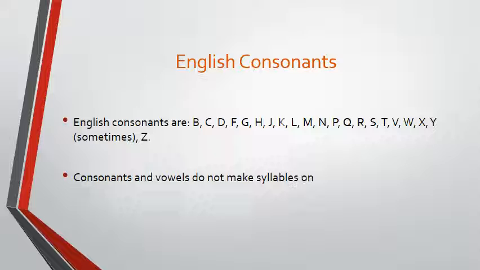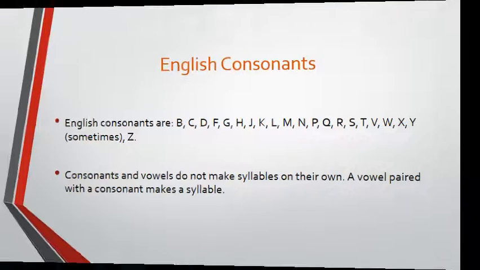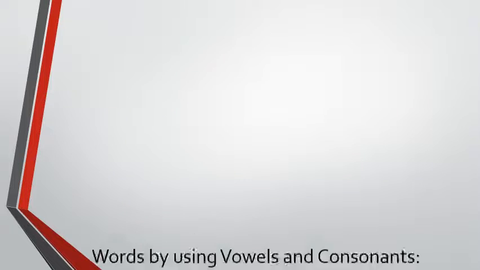Consonants and vowels do not make syllables on their own. A vowel paired with a consonant makes a syllable. Examples of consonants in words. See the first word, BIN, bin. In this word, B and N are the consonants. Second word, STOOL. S, T and L are the consonants in this word. Now next one, CHAIR. In this word, C, H and R are the consonants.